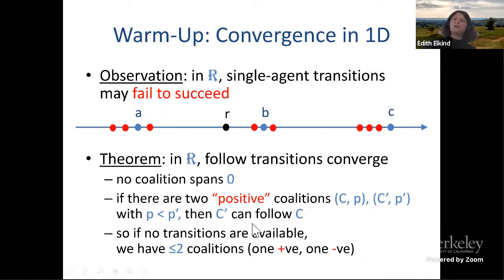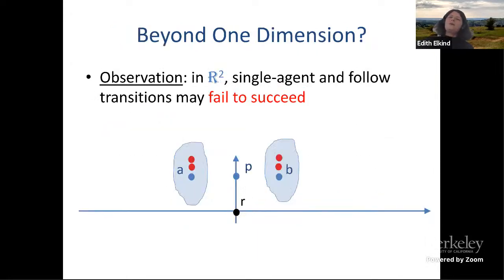Because the argument here doesn't require follow transitions to be exclusive if we have any kind of alternating sequence of follow and single agent transitions. So in any case, if we converge, we'll have at most two collisions, and therefore one of them supports a majority supported proposal. Okay, any complaints about this proof? So far, so good? Okay, good.